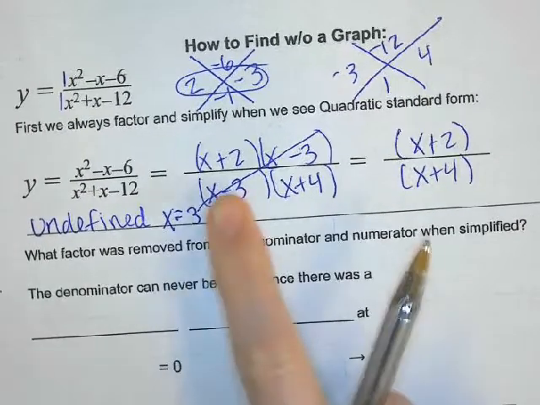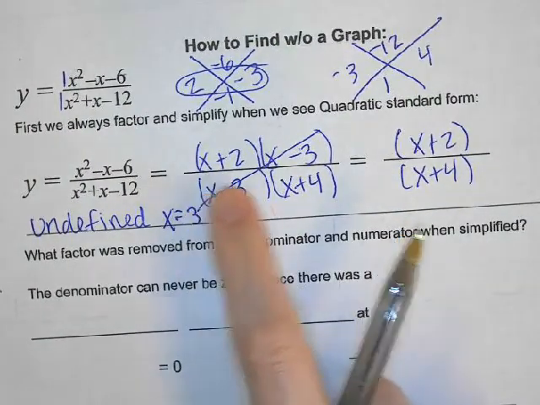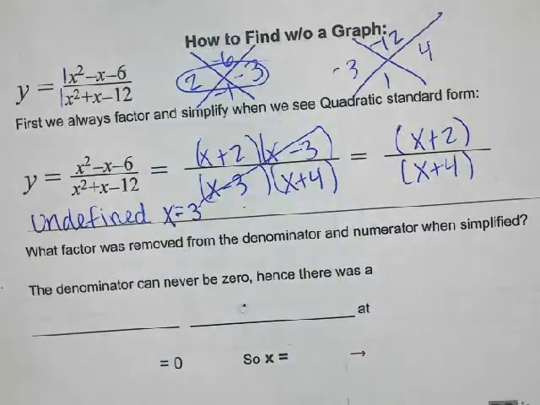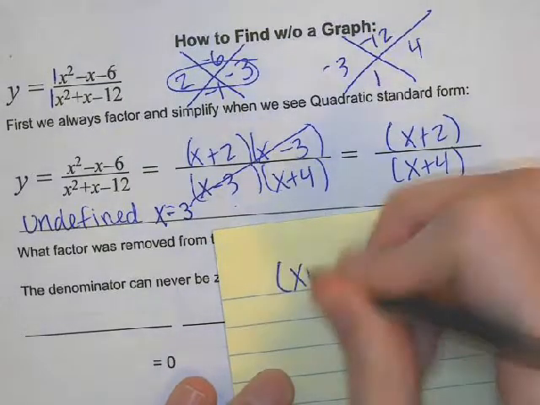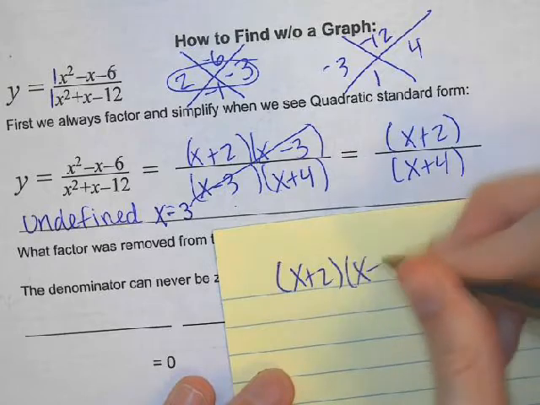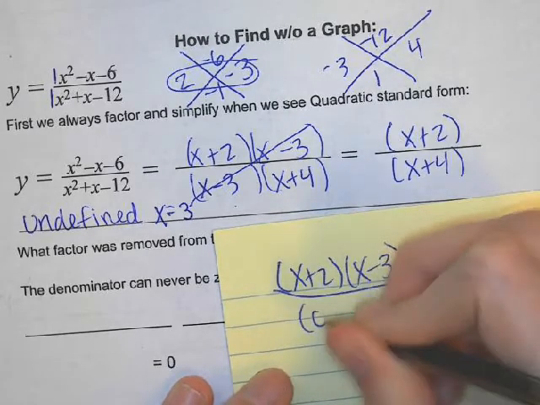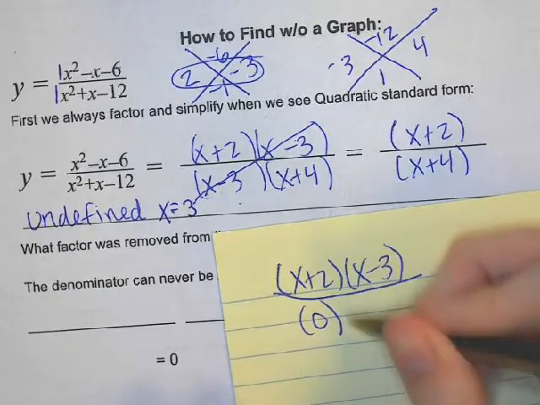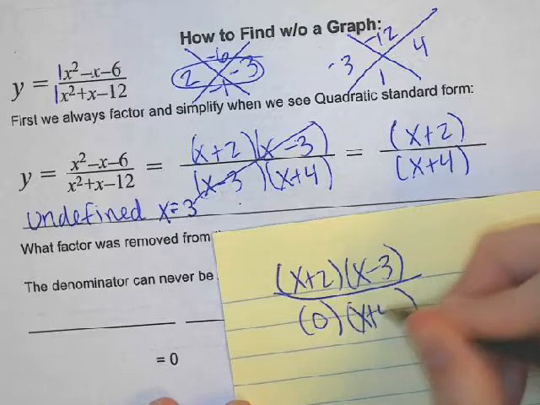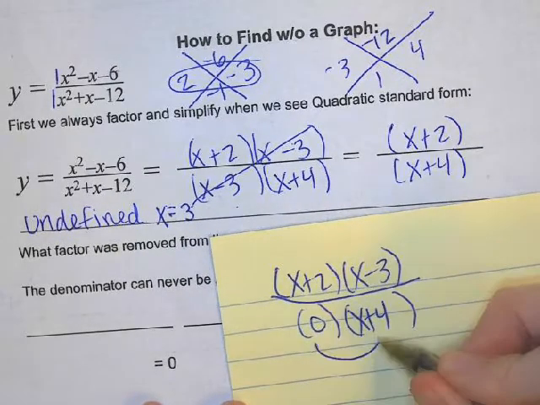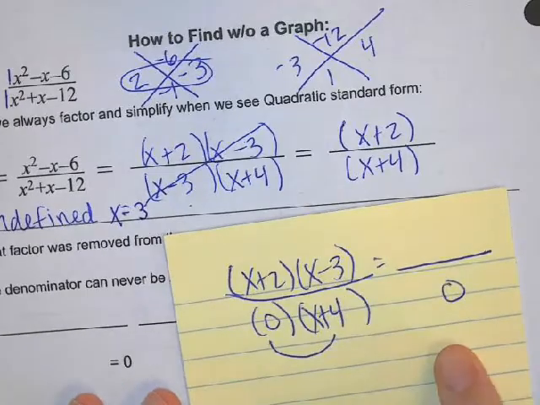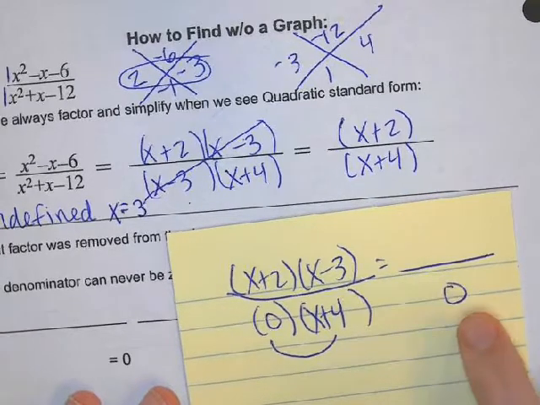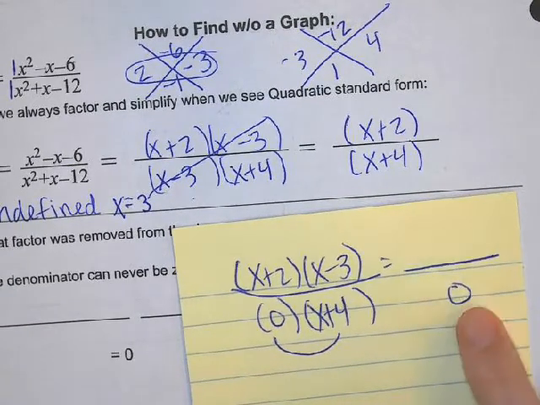Why? Because if I put a 3 here, 3 minus 3 is 0. It doesn't even matter what's in the numerator. I could put the exact same numerator here. I could put 0 here. It doesn't even matter what this factor was. Because we know that 0 times this is going to make a denominator of 0. And we know that that is going to cause this fraction to be undefined, having a 0 denominator.